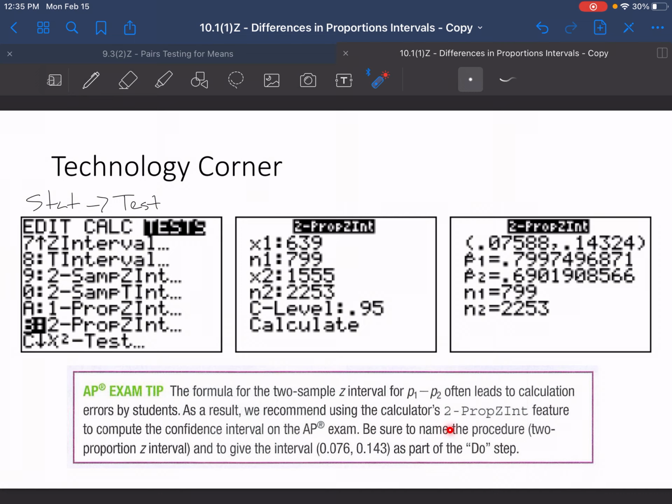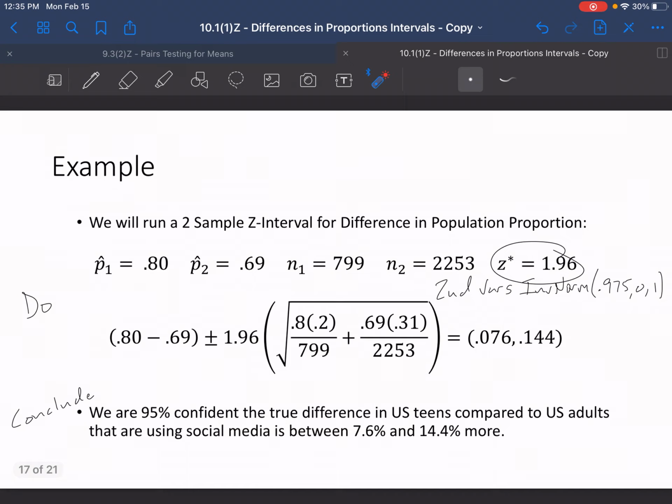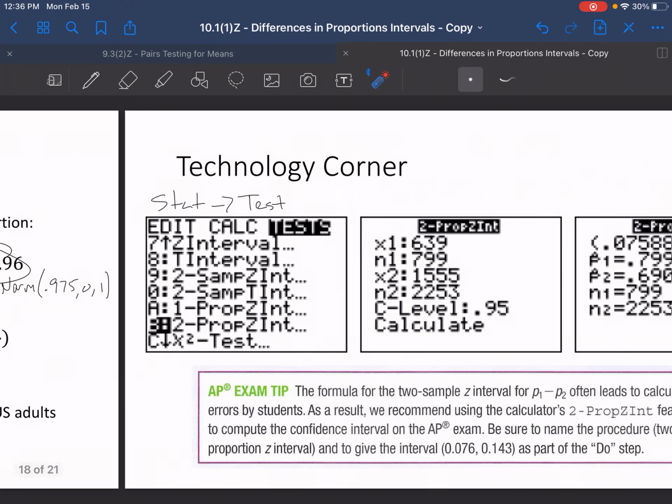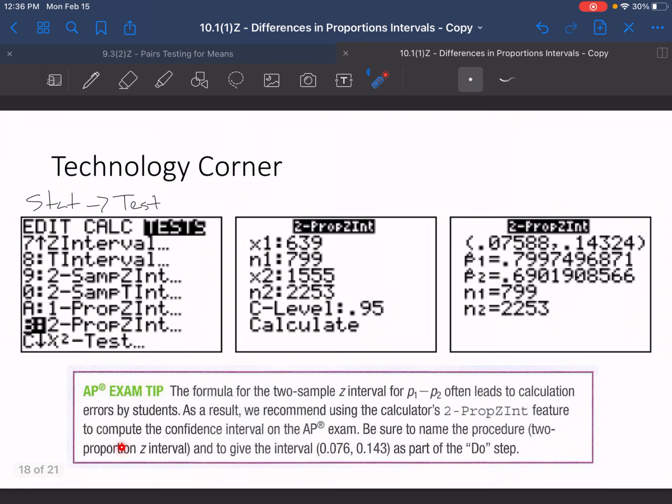However, you need to be sure to name the procedure, 2 proportion z interval, and give the interval that they actually give you as part of the do step for this problem. So just make sure that it appears like you will not have to write out the entire formula. However, you do need to say that you used 2 proportion z interval and then actually give the interval itself in order to get credit for the do portion of that step.